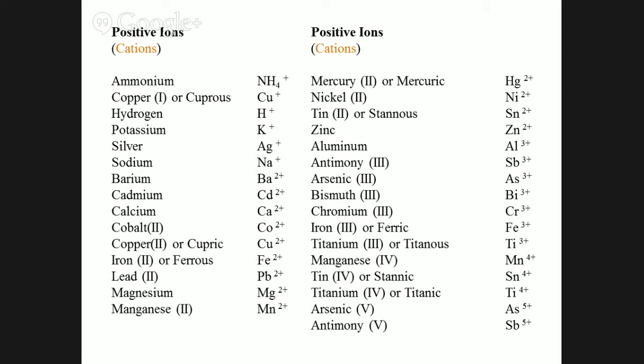So here is the list that you had of the positive ions. Only one of the positive ions is a polyatomic. All the rest are basically metals, with the exception of hydrogen, but all of these have positive charges. A lot of them are in the transition metals.